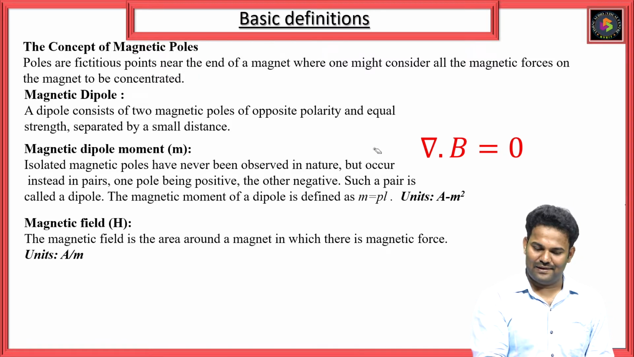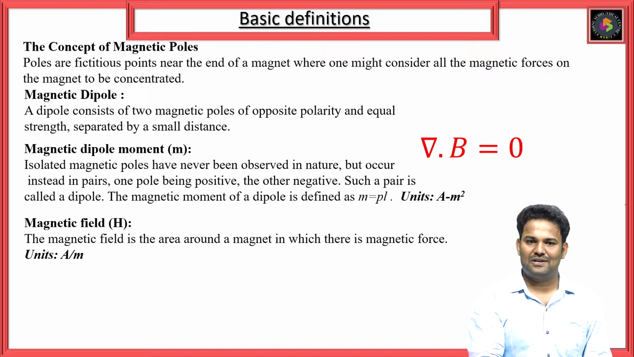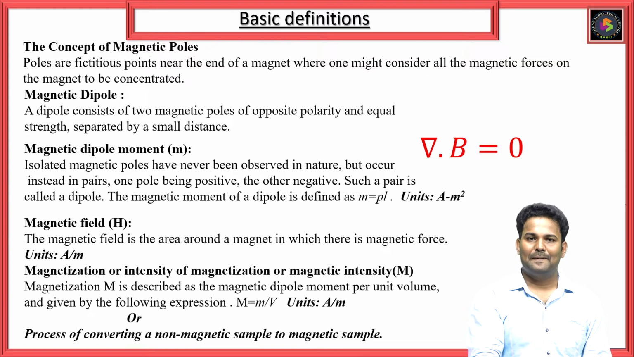What is a magnetic field? The magnetic field is the area around a magnet in which there is a magnetic force, similar to the electric field. The area surrounded by an electric charge is known as the electric field. Here also, the area surrounded by a magnet in which there is magnetic force is known as the magnetic field, which is denoted by H. The units of the magnetic field are ampere per meter.